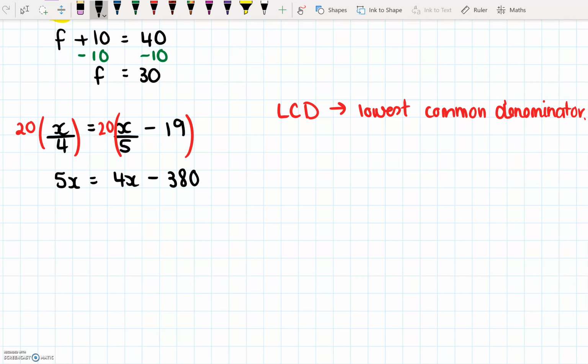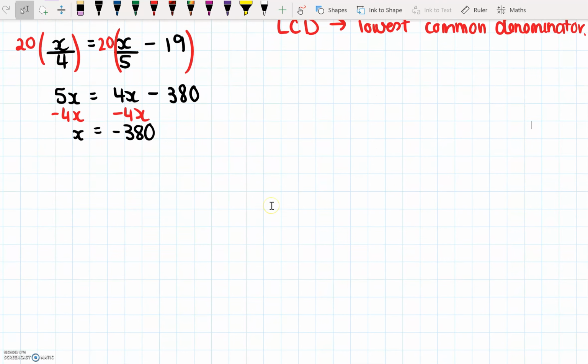Now we have the same situation where we had an x on both sides. So what we're going to do here is minus the smaller one. The smaller one here is 4x. So we're going to minus 4x from both sides. 5x minus 4x is x is equal to minus 380. Lovely. Okay, so that one was fairly easy. Let's make it a little bit harder.